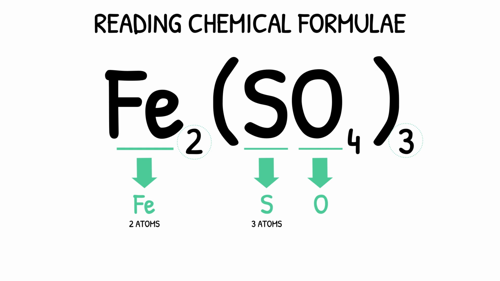And finally, oxygen is followed by a subscript 4, meaning there are 4 atoms here. However, as oxygen is also within the bracket, we must multiply it by 3. 3 times 4 is equal to 12. There are 12 oxygen atoms in this substance.